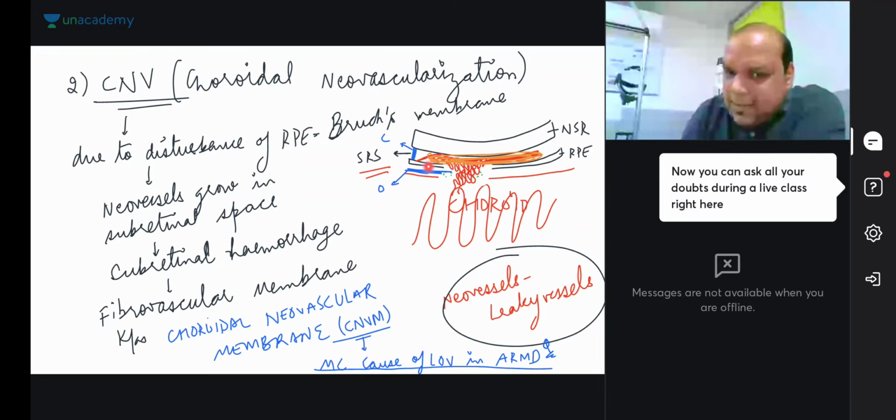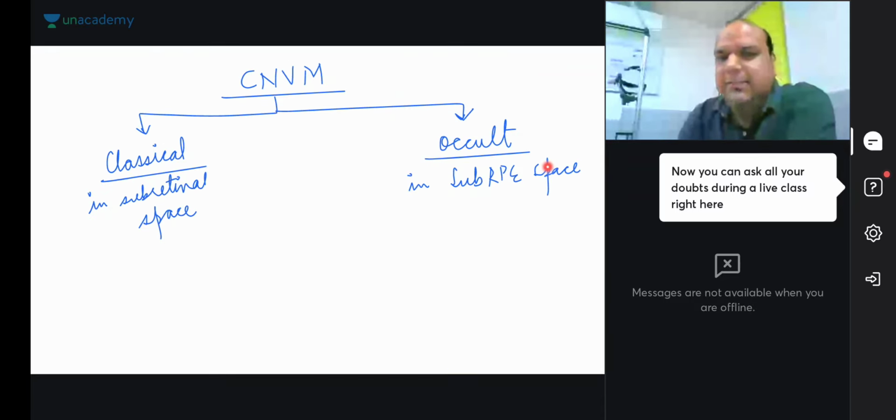Subretinal space is present between neurosensory retina and pigment epithelium. Below the retinal pigment epithelium, the space which is present will be called as subretinal pigment epithelium space. That is the basic difference between classical CNVM and occult CNVM. Now, the question that they ask you is, what is the investigation of choice for classical CNVM? And similarly, what is the investigation of choice for occult CNVM?